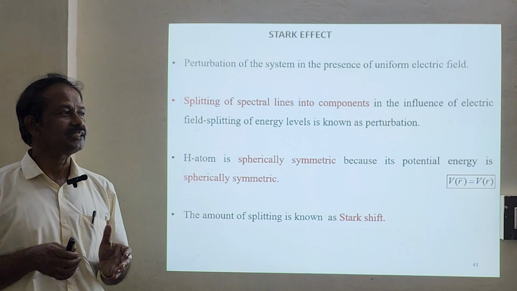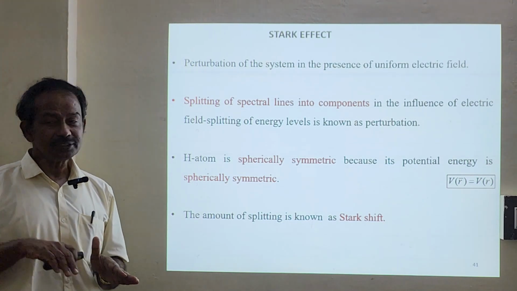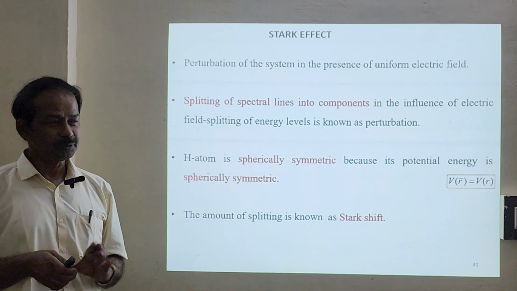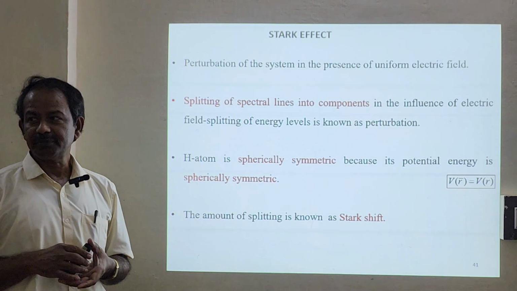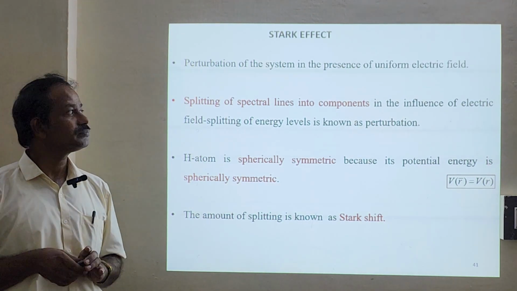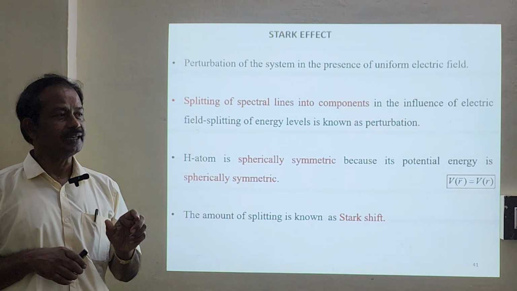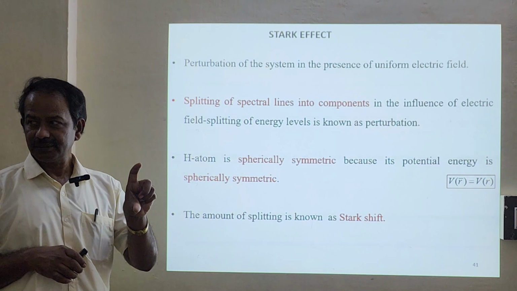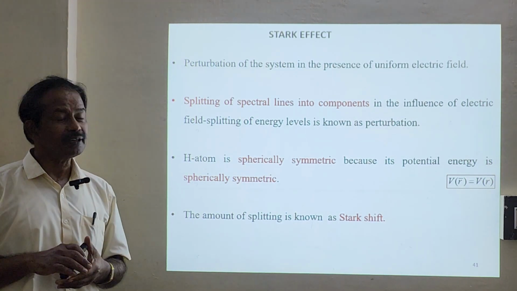Whereas in today's class, in the Stark effect, the degeneracy will be removed partially. That is, it will still have degenerate values as well as non-degenerate values, which we are going to see at the end. So this is a very famous example for partial removal of degeneracy, the Stark effect. The Stark effect mainly says that a spectral line will be split into many components in the presence of an electric field.